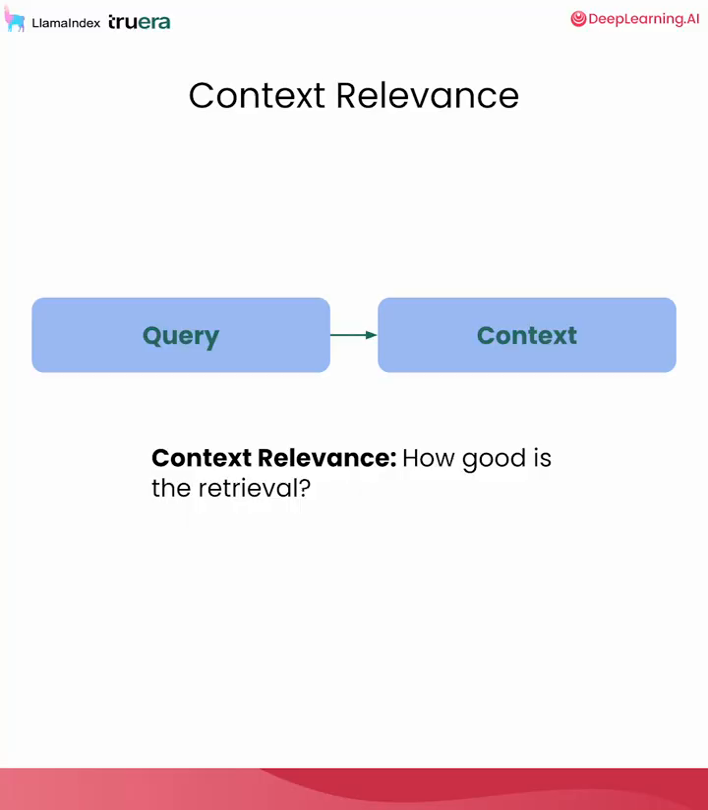The next feedback function that we will go deep into is context relevance. Recall that context relevance is checking how good the retrieval process is. That is, given a query, we will look at each piece of retrieved context from the vector database and assess how relevant that piece of context is to the question that was asked.